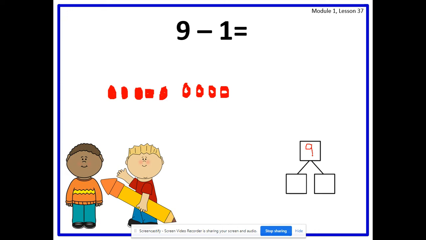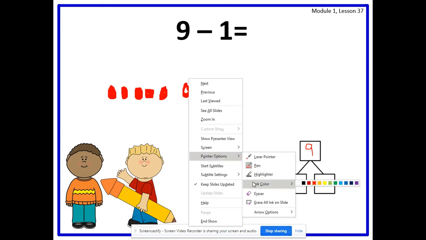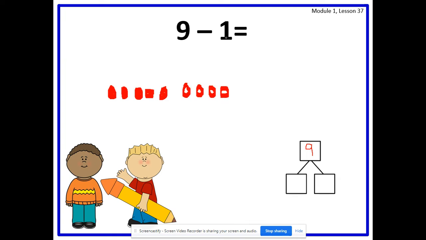Step 2 says to cross off part given. Well, what is the part they are giving you or showing you? Get ready. 1. So you should have crossed off 1. And wrote that as your part in your number bond.